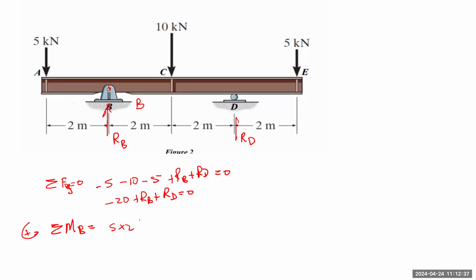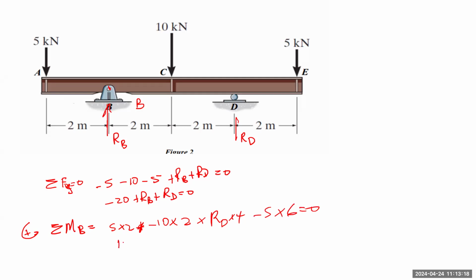And what's next, please? Can somebody tell me the next one? Minus 10 times 2. And then the other one would be what now? RD times 4. Is it positive or minus, please? RD times 4 is positive, because that is the one anti-clockwise. All right, and then the last one would be minus 5 times 6, equal to 0.